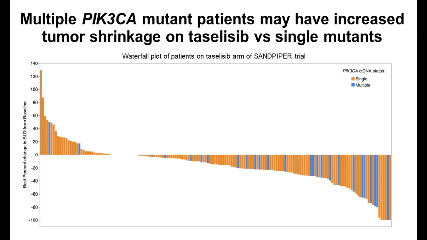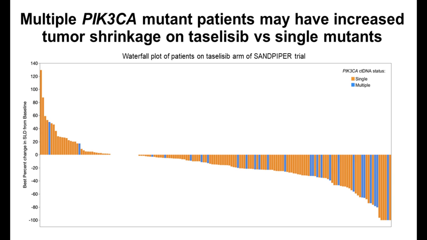This is a so-called waterfall plot of the patients on the taselisib arm of the SANDPIPER trial. Each bar represents a single patient, and the positive y-axis, shown on the left-hand side, corresponds with tumor growth, whereas the negative y-axis corresponds with tumor shrinkage. Now, first, ignoring the colors, we can see that more patients had tumor shrinkage than tumor growth. This is consistent with the fact that this was a positive clinical trial.